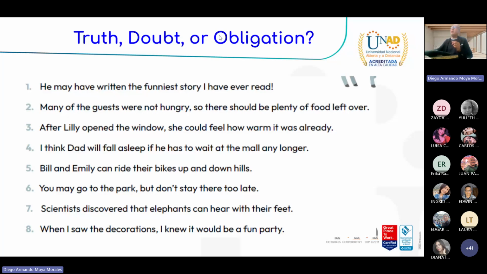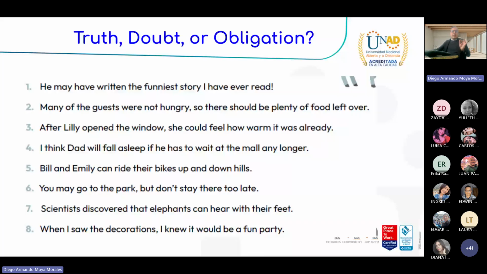So what I mean with these activities is that you understand that we have the modal verbs, and each verb has a function, right? It wants to express something. For example, Diana says, number 2, should expresses the possibility of something. Many of the guests were not hungry, so there should be plenty of food left over. Yes, it's an option. It's a possibility. Luisa, thank you.